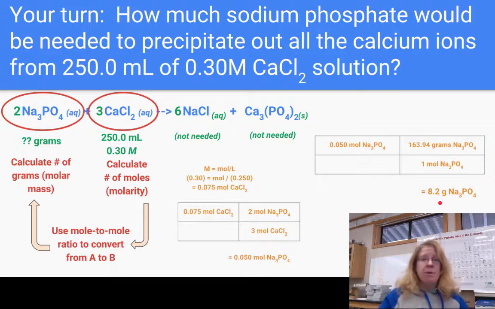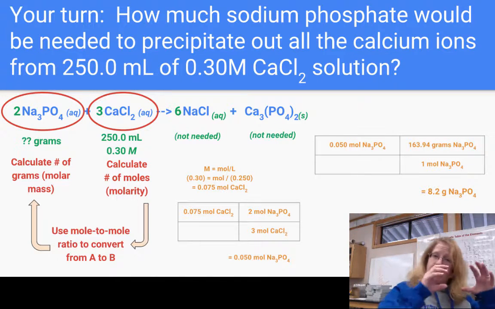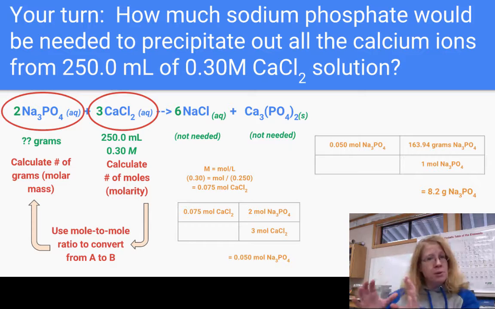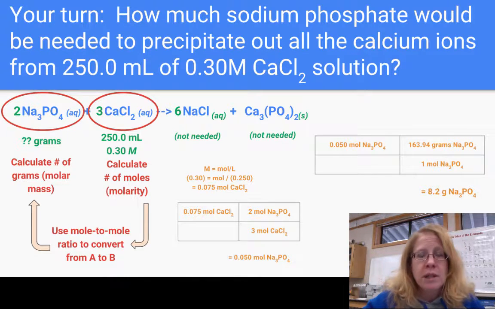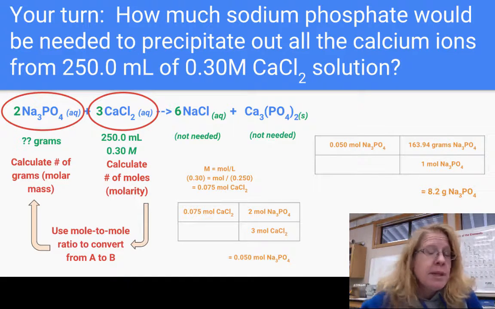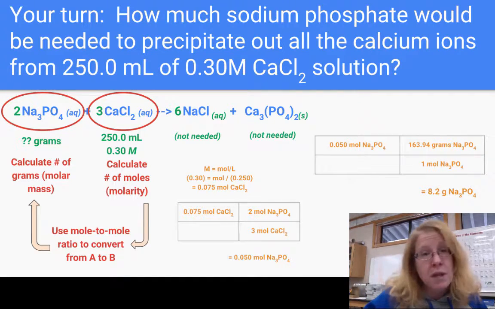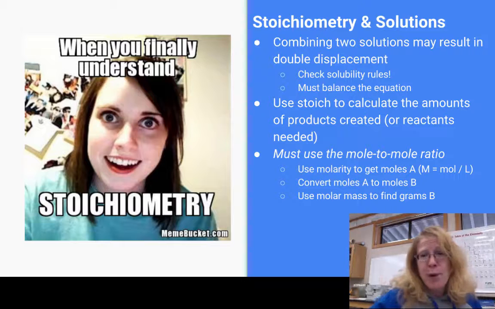So kind of that typical rhythm here is that you're going to use a molarity to moles, and then you're going to do moles to moles, and then finally you probably do moles to grams. Those are the 3 steps that we do when we're dealing with solutions stoichiometry problems. It's not too bad, actually, very similar to the ones that we've done in the past. So here's our review.